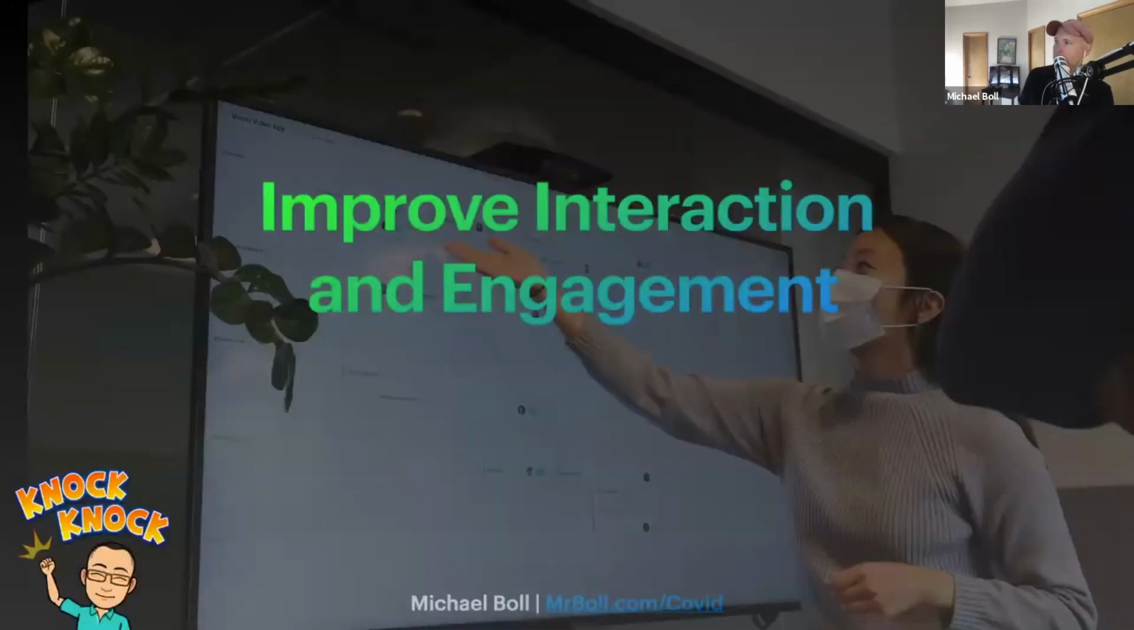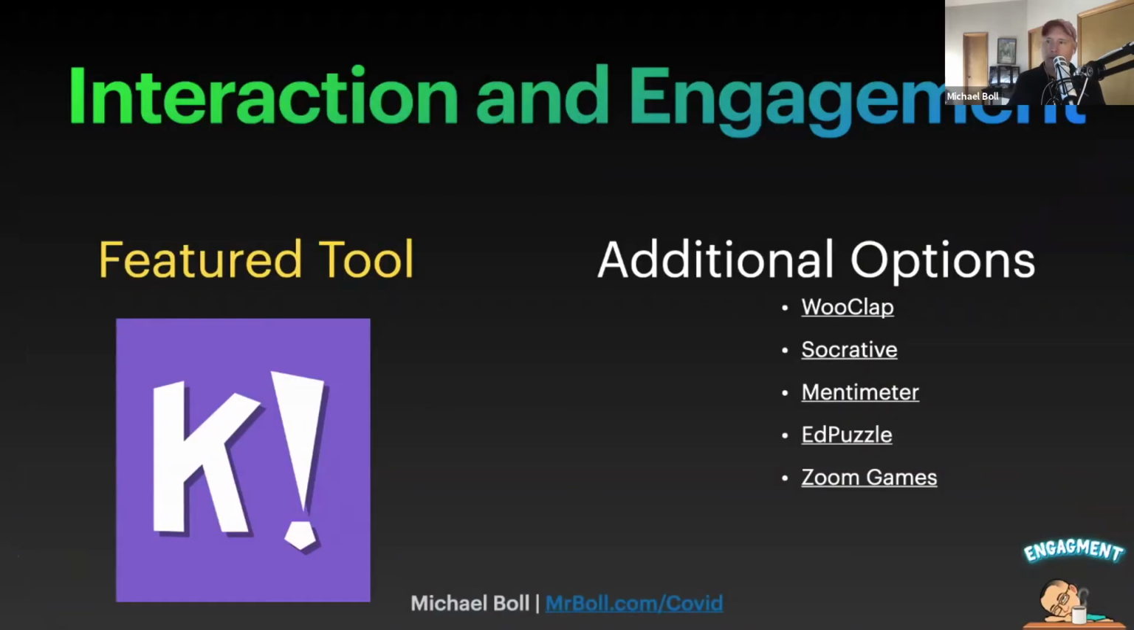All right, let's talk about improving interaction and engagement. My absolute favorite, of course, is Kahoot, and we'll talk about that more in a moment. But the additional options you have here are Wooclap, and these are all linked in the presentation. They're also on my website. Wooclap's a little more mature, I might say, than Kahoot is. There's Socrative, which is another way of taking polls and asking kids to answer questions along the way. Mentimeter does basically the same thing. Edpuzzle I'll talk about later, which is more video generated.